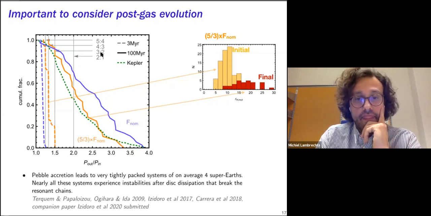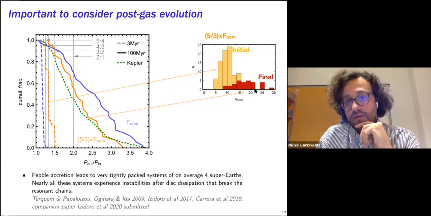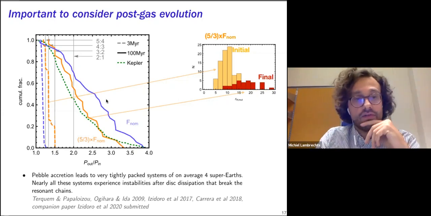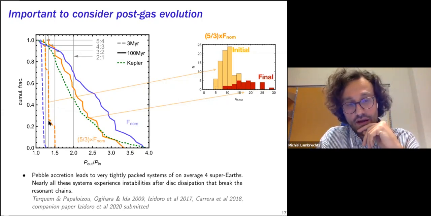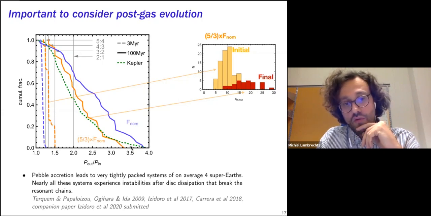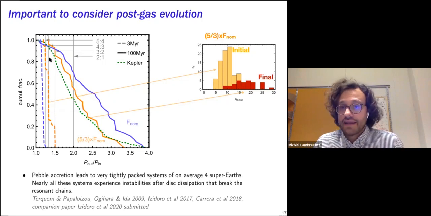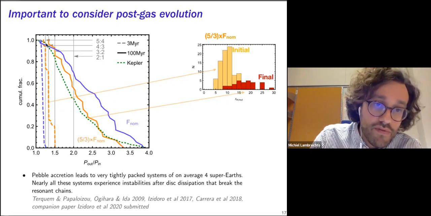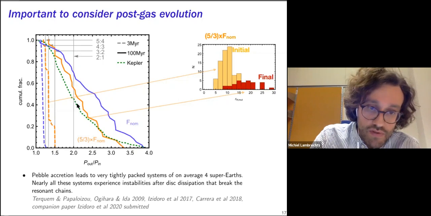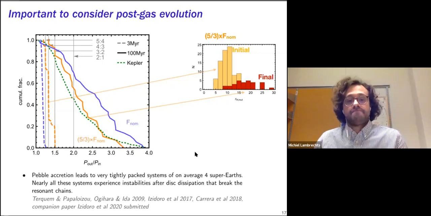configurations. And then when the disk dissipates and these bodies relax to their final state, you see these resonances are broken and you get a much more widely spaced system that actually is pretty reminiscent of what we find in the Kepler system. So the Kepler system's period ratio distribution is here shown in the dashed green line.